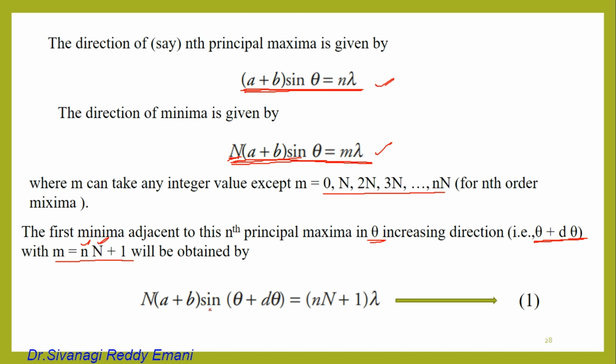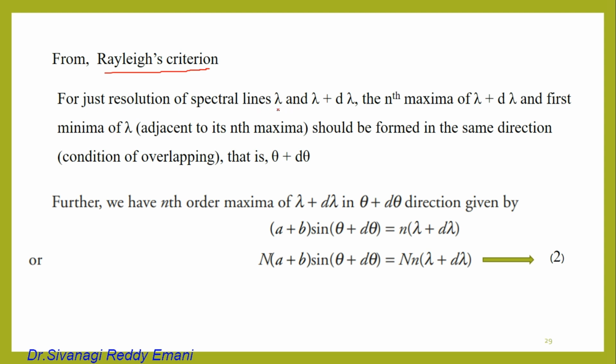Now we just substitute here, in the place of theta, theta plus d theta, and in the place of m, nN plus 1. This we will treat as equation number 1. For just resolution of spectral lines lambda and lambda plus d lambda, the nth maxima of lambda plus d lambda and the first minima of lambda should be formed in the same direction, that is theta plus d theta. So that is given by the nth order maxima, (a plus b) sine theta plus d theta equal to n into lambda plus d lambda.